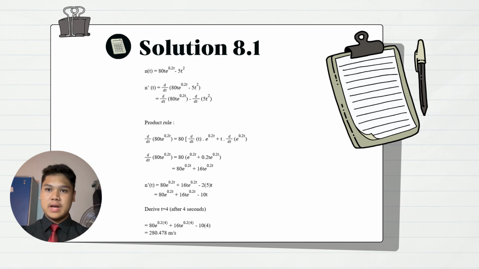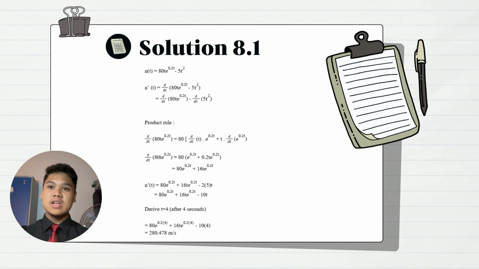So for both of that, we're going to split it into 80 times e to the power of 0.2t plus 0.2t e to the power of 0.2t. So we will get 80 e to the power of 0.2t plus 16t e to the power of 0.2t. We actually expand both: we expand 80 into e and 80 into 0.2. So after that, we're going to differentiate it, which is h prime t equal to 80 e to the power of 0.2t plus 16t e to the power of 0.2t.